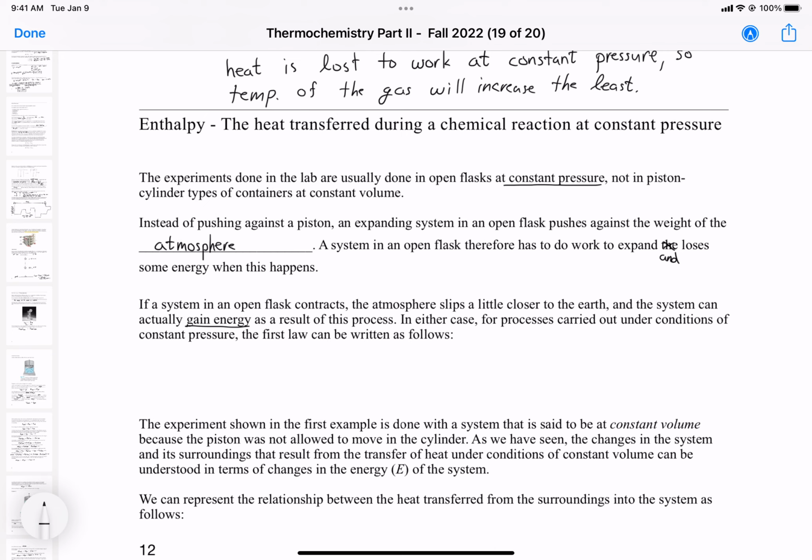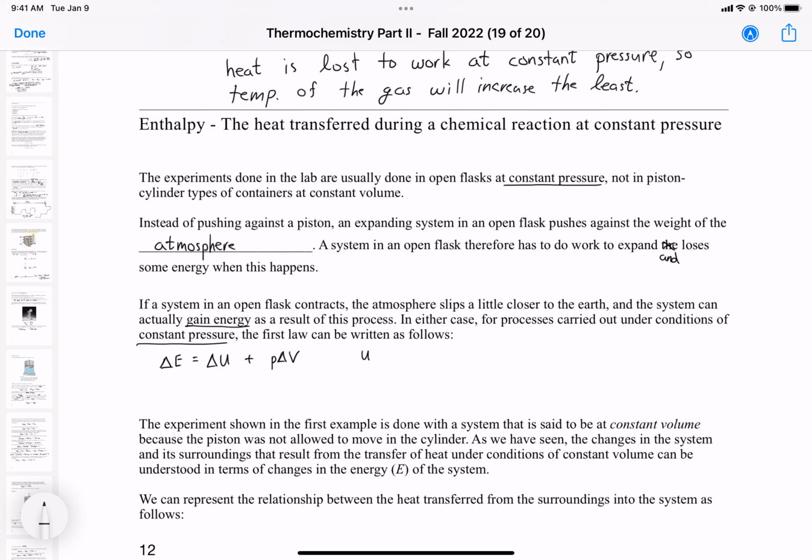But in either case of this process, for these processes carried out under conditions of constant pressure, we can write the first law like this. So, change in energy equals the change in the internal energy plus P delta V. So this may seem a little odd, but I'm going to go into what these mean.